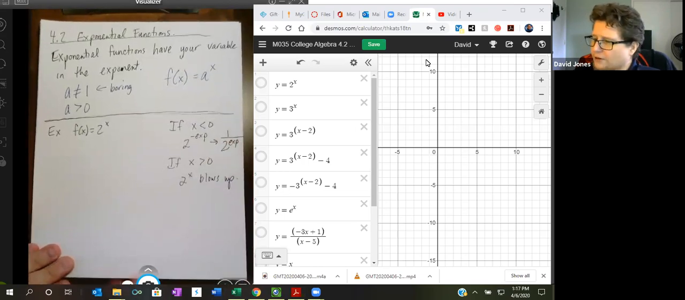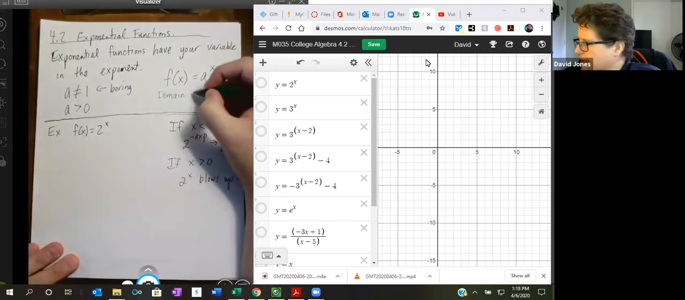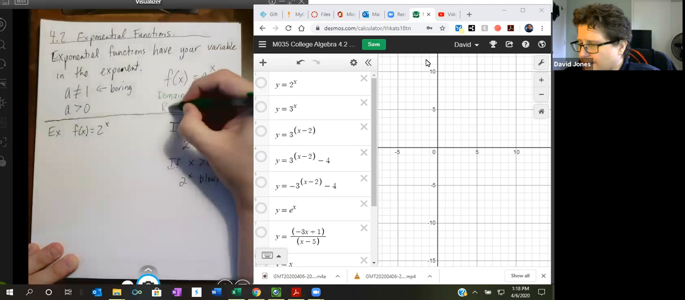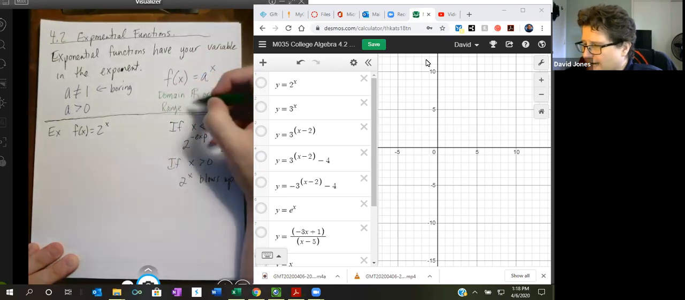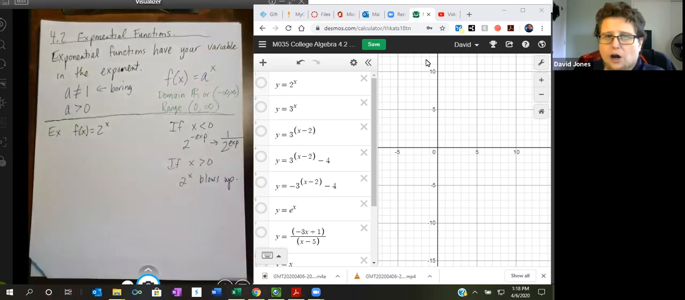So it turns out, even though we have a domain we can put anything in, the domain is all real numbers or negative infinity to infinity, our range is limited. In fact, it cannot ever even equal 0, so we have to use parentheses for the 0. It's always greater than 0.